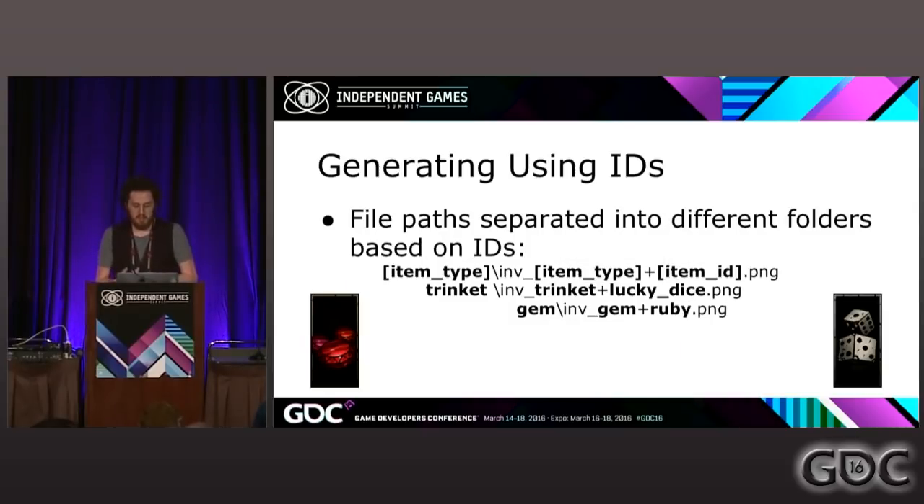Another useful thing we did with IDs is separate files into different folders. So we have items in the game, and items are associated with types and IDs. So we're able to put all the trinkets in a trinkets folder and all the gems in a gem folder and automatically hook up all these icons, because I didn't really want to spend the time of going through and saying, well, the lucky dice should use the lucky dice icon.